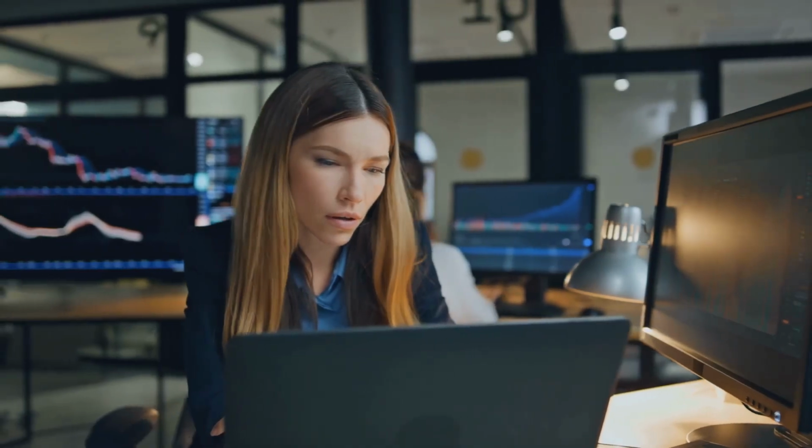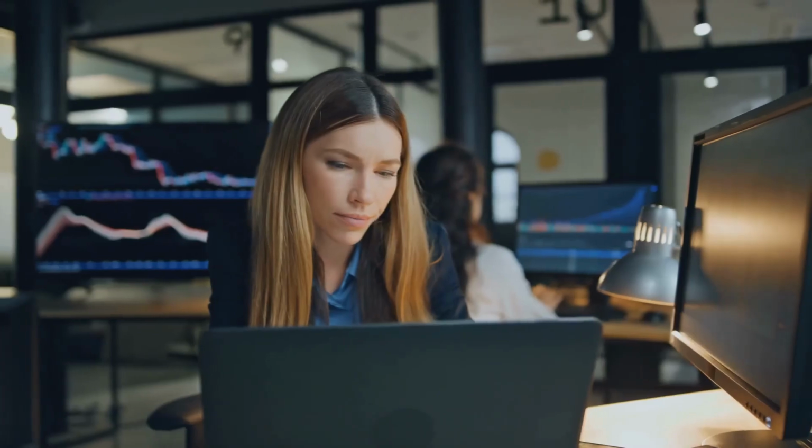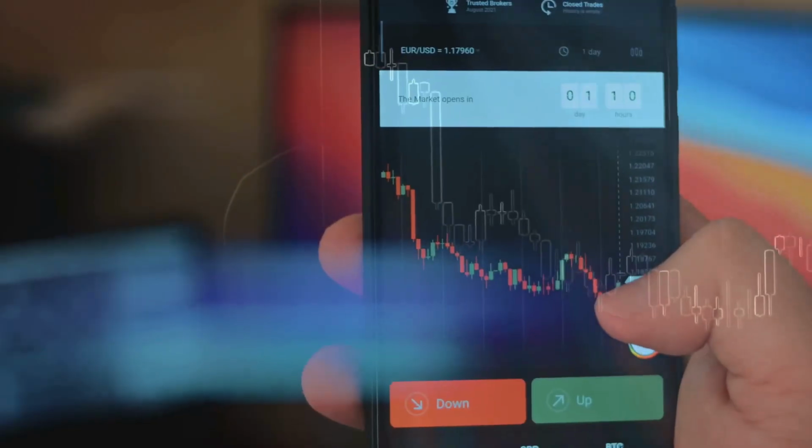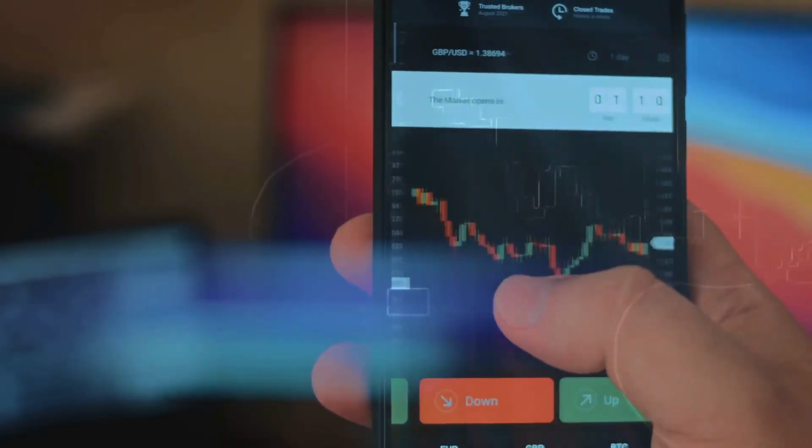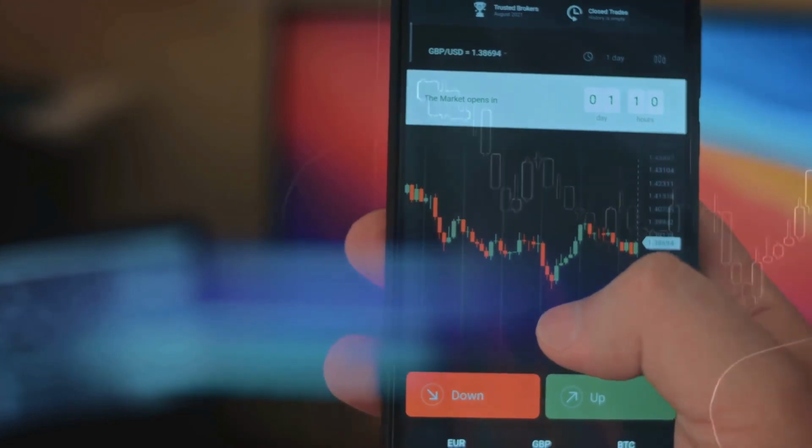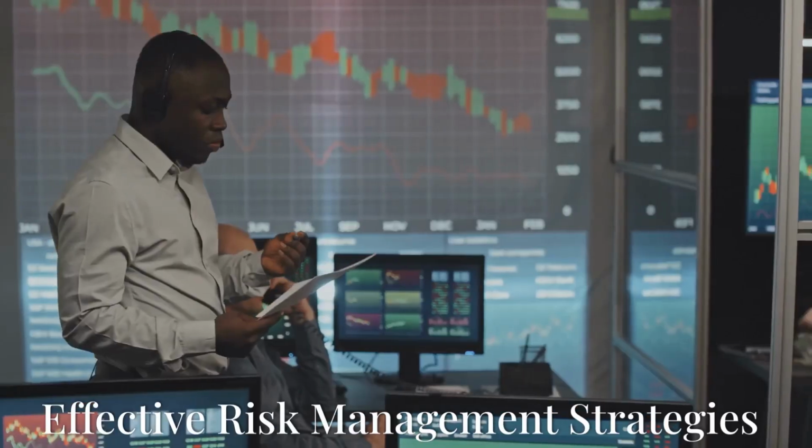Remember, trading involves inherent risks, and not every trade will be profitable. By setting a well-defined stop-loss, you effectively manage your risk and protect yourself from significant losses.